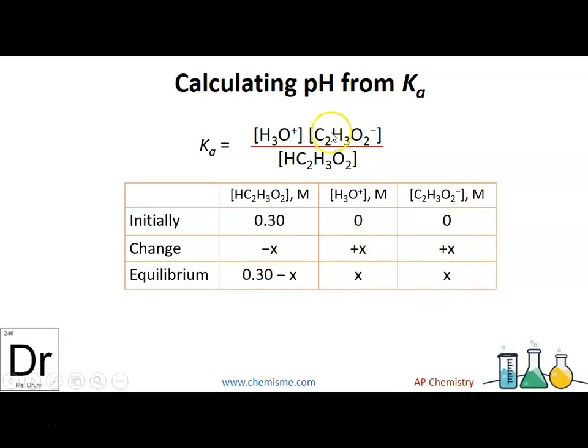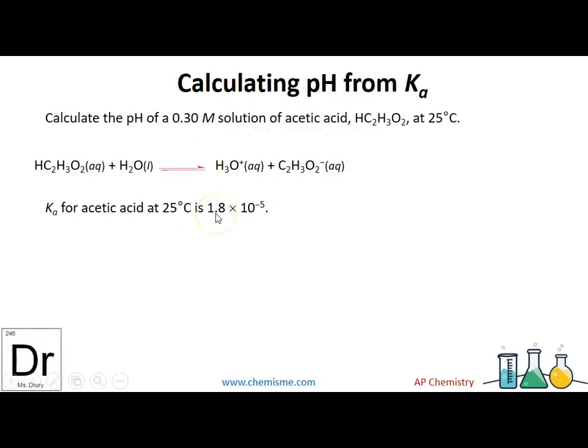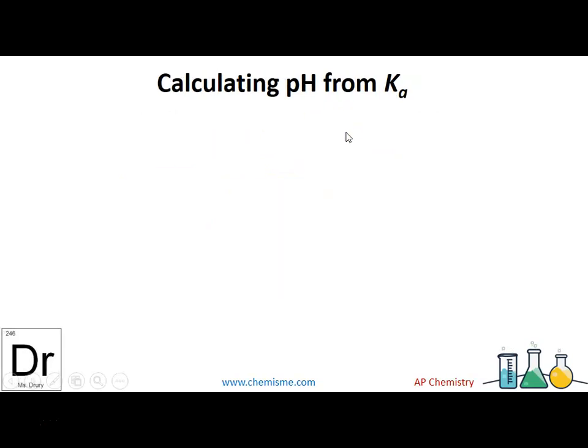Now we can plug these x's into the top part, so x times x, and 0.3 minus x into the bottom part, and then reuse the Ka that we were given on the previous slide, which was 1.8 times 10 to the minus 5. And we can resubstitute that into the Ka expression. So if we do that, it looks like 1.8 times 10 to the minus 5 equals x times x, or x squared, over 0.3 minus x.